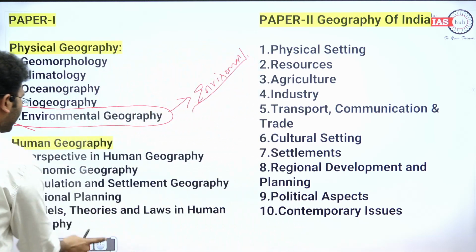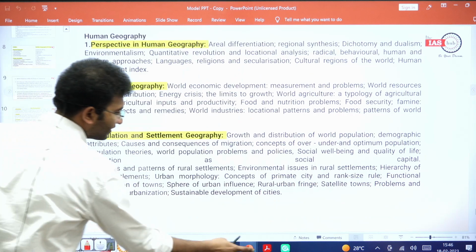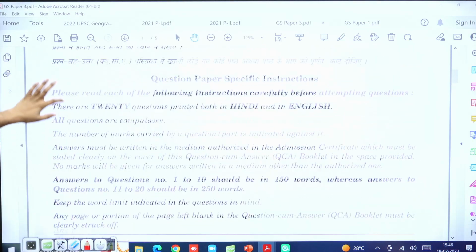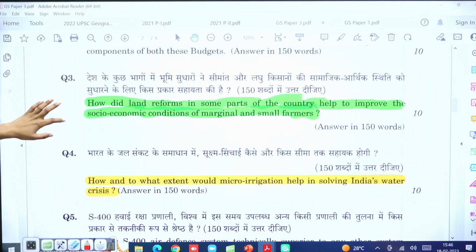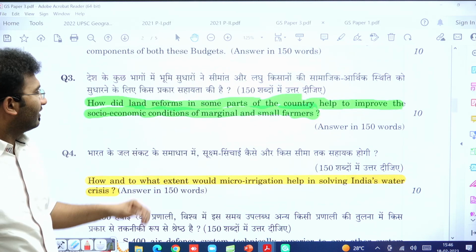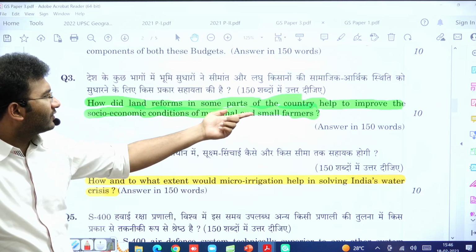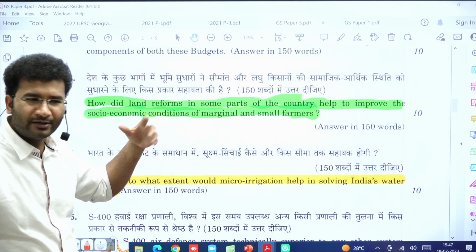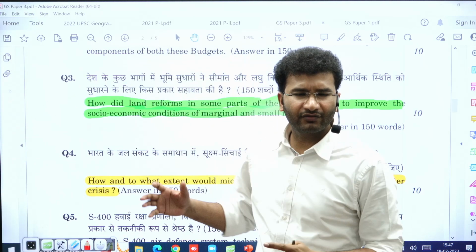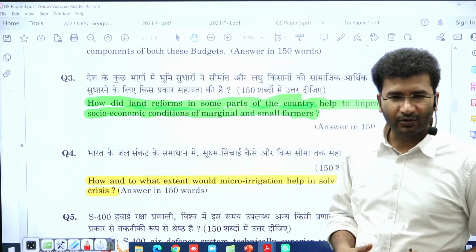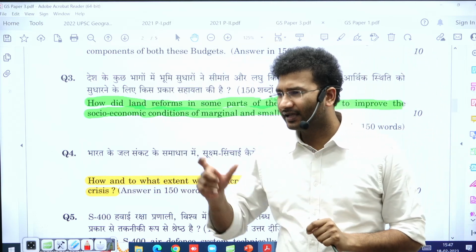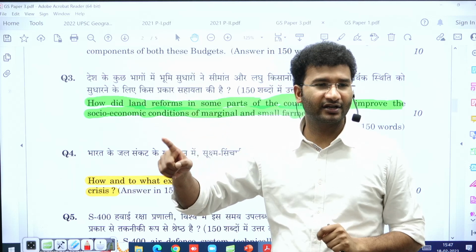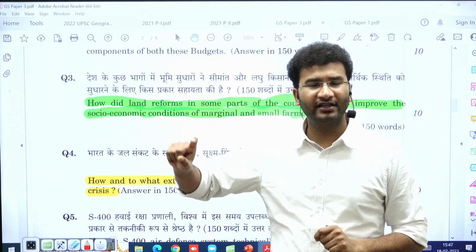And also look into the number and type of questions asked in paper 3. Look, this is paper 3, and calculate the number of marks. The questions that come from the environmental angle are: how did land reforms in some parts of the country help to improve the socio-economic conditions of marginal and small farmers? You might be thinking, sir, how did land reforms come into geography? I'll show you. Geography optional has a great topic which mentions land reform, and that particular student studies it in detail and does not waste time here.